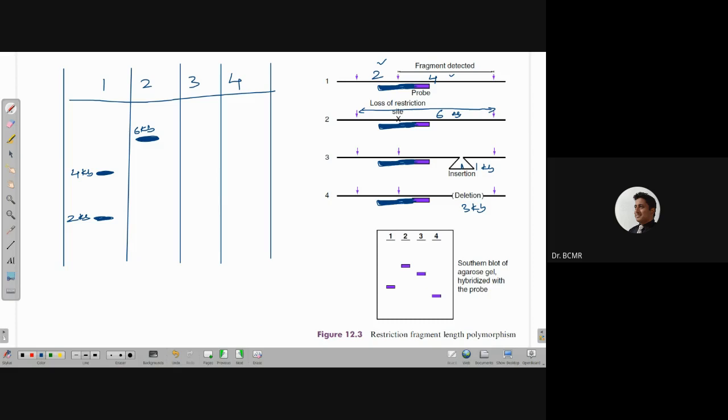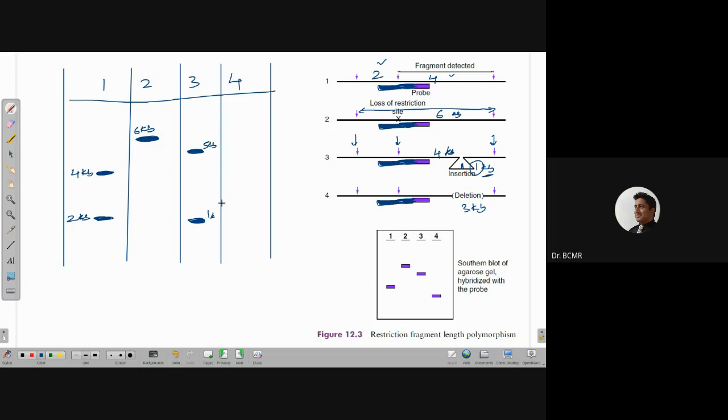So what is with sample 3? What is with sample 3? Anybody? One 2 kb fragment and another 5 kb fragment? Yes, 2 kb and 5 kb. Why is it 5 kb? This is a 4 kb fragment, and because of the insertion, the addition of 1 kb, that's right, that is a 5 kb fragment.